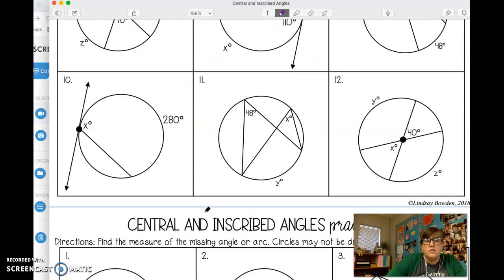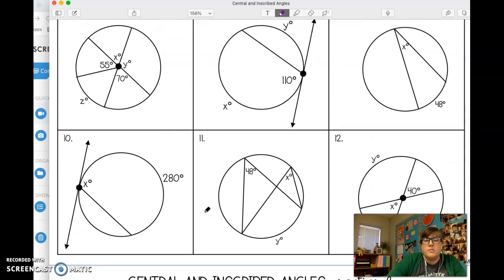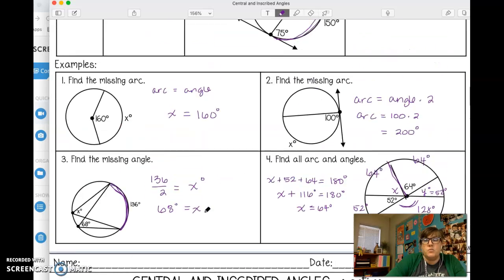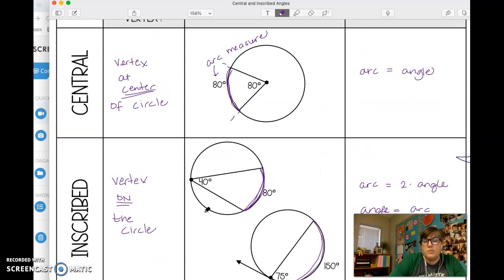So I think the rest of those examples are pretty straightforward. We'll work some together in class, but again, you just want to make sure that you can identify which type of angle it is and then what relationship that you're going to be using to find what's missing.